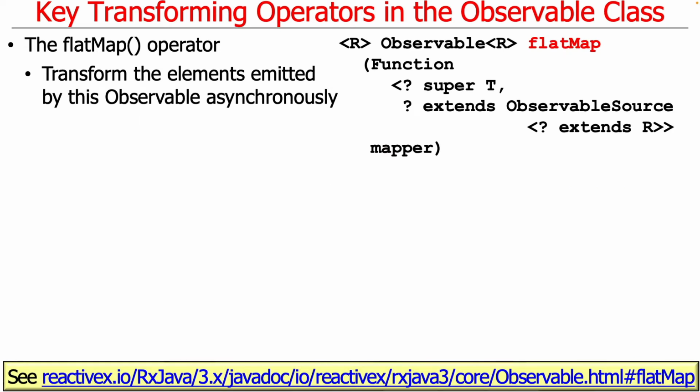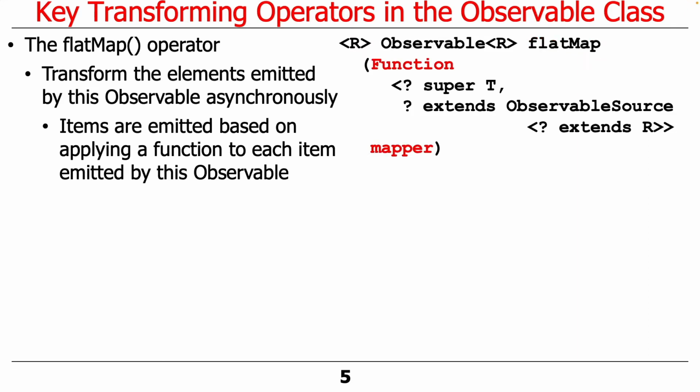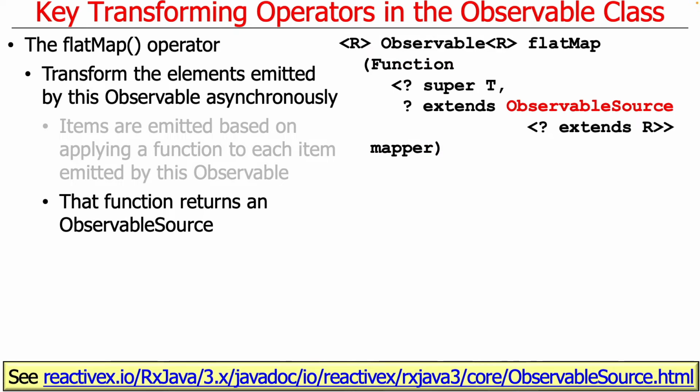So flatMap is one of the most important operators in RxJava. It's used all the time. And it's used to transform the elements that are emitted by this observable asynchronously, at least most commonly used asynchronously. And the items that are emitted are based on applying a function to each item emitted by the observable. So as the items come in, the mapper function is applied, and then the results come out to the next part of the stream, downstream.